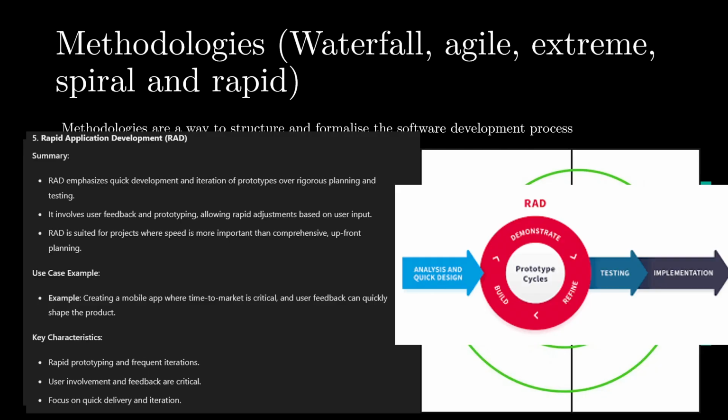So I guess this is kind of similar to the agile one. You basically just make a bunch of prototypes, you get feedback, and then you try and adjust. Do a bunch of testing, and then you implement the feedback. This might be a good use case for when you're making a mobile app where time to market is critical and user feedback can quickly shape the product. Some key characteristics are its rapid prototyping, frequent iterations, user involvement, and focus on quick delivery and iteration.